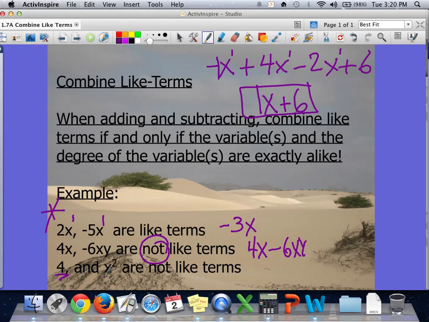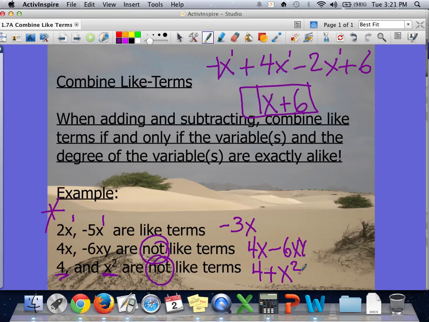4 and x squared are not like terms. One has no variable and the other one does. So if you're going to simplify, this would simply be 4 plus x squared. That would be your final answer.